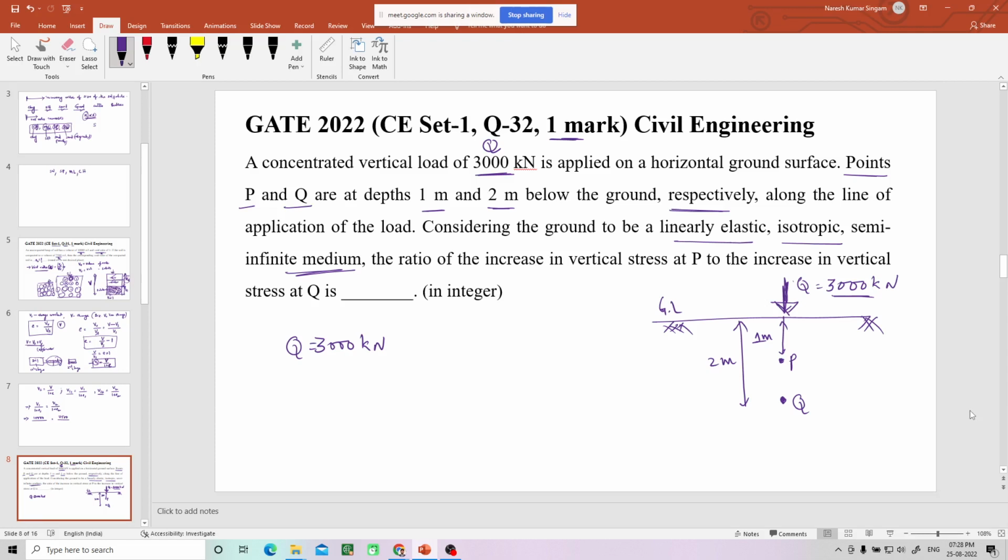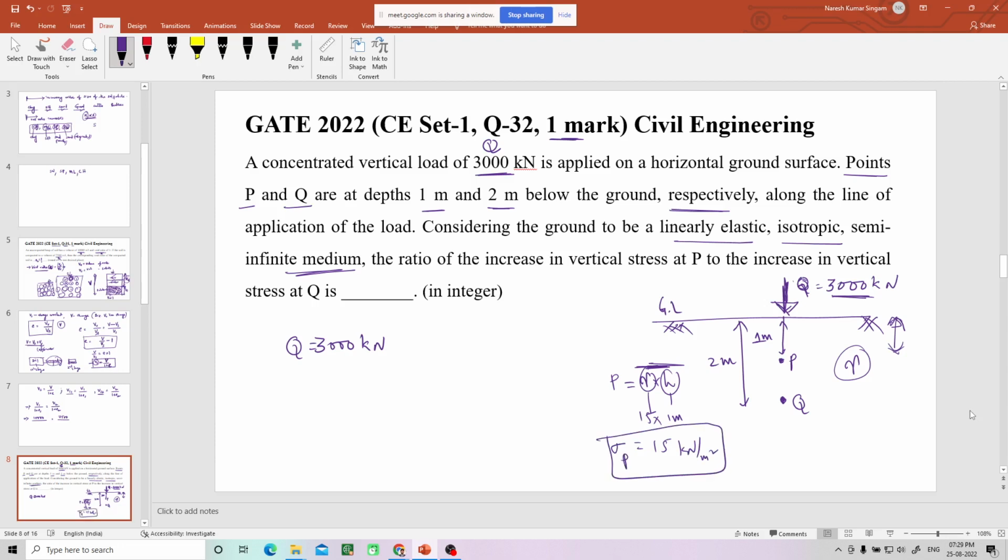Now what happens when there is a load? There is in situ stress, which we were discussing in the last class. Let us say the soil unit weight is gamma, and this is 1 meter. So what is the stress at P? It is gamma into H, where H equals 1 meter. Suppose gamma is 15 kilonewton per meter cube. Then 15 into 1 equals 15 kilonewton per meter square. This is the stress at P, right?